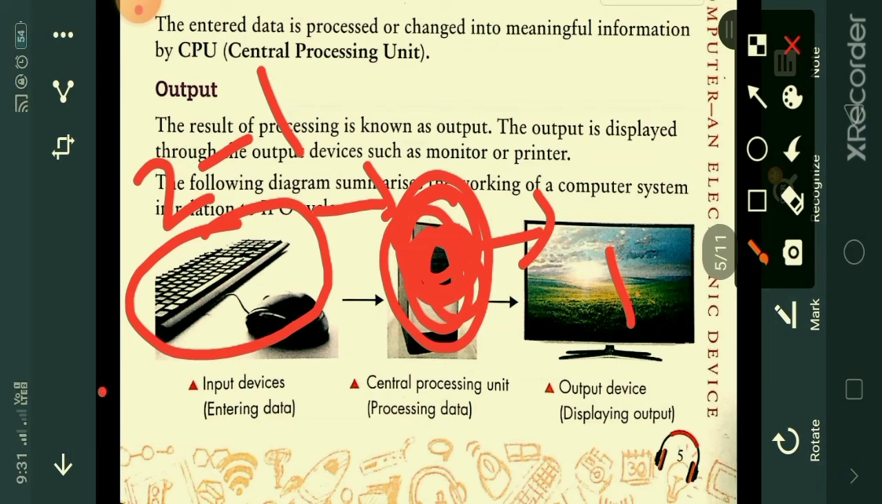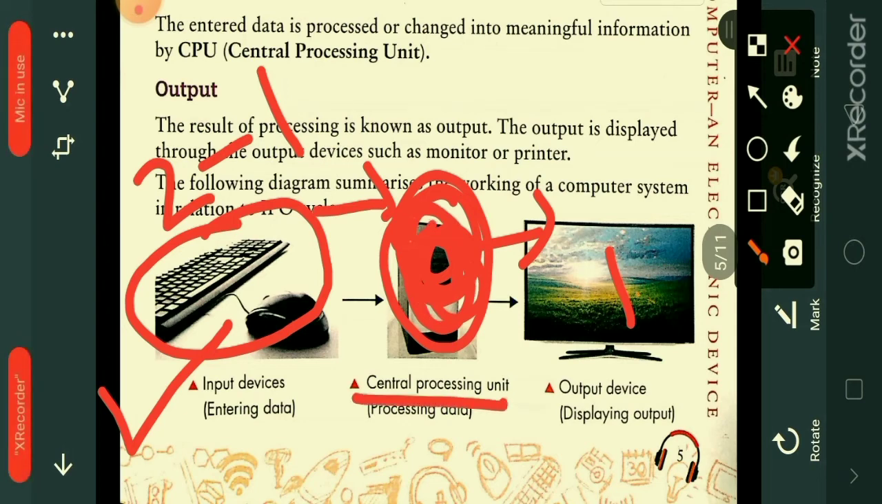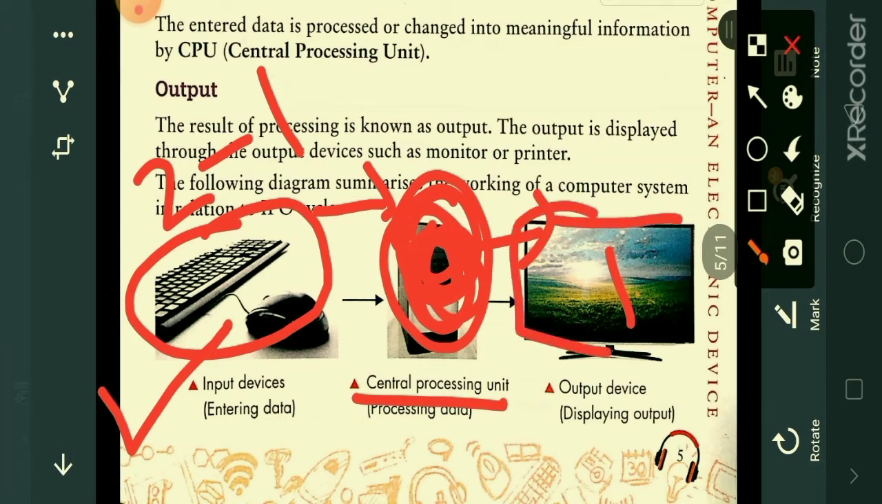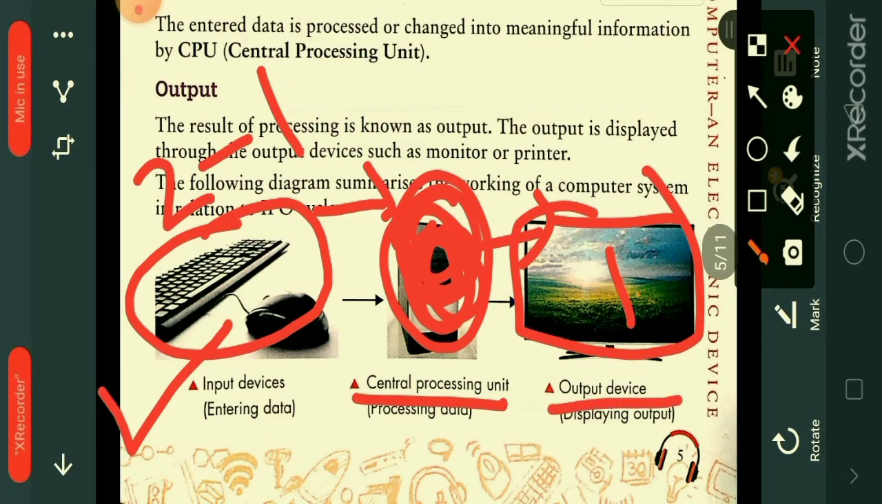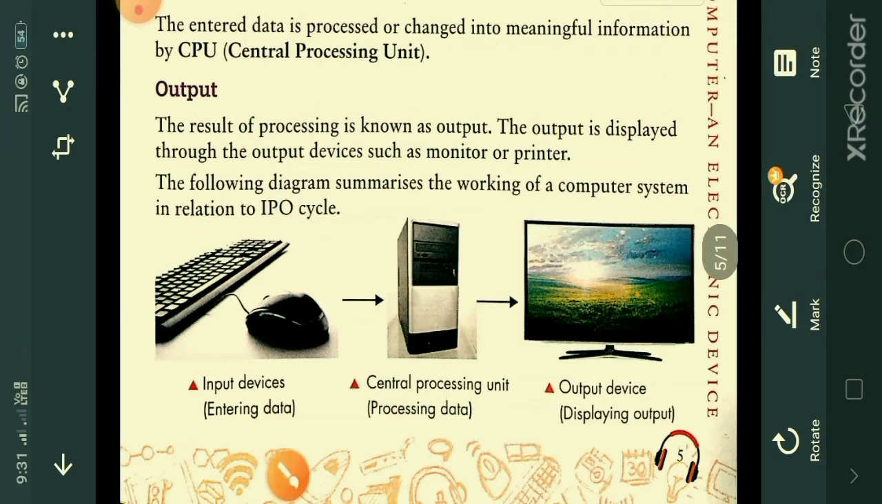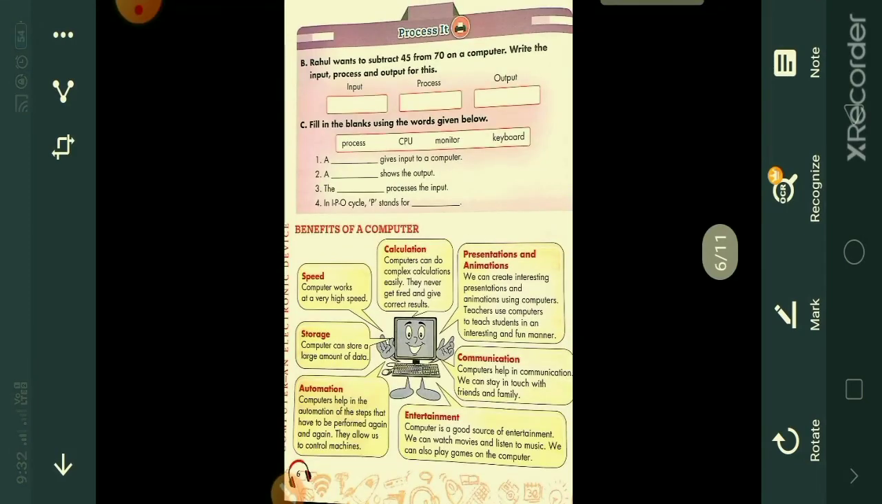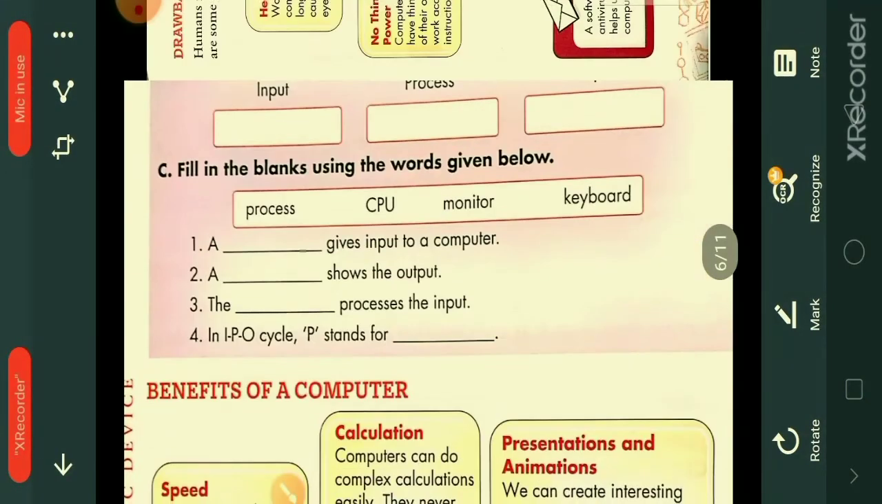IPO means I means input. It accepts the data and instruction with the help of input devices such as keyboard and mouse. Finally, it processes inside the CPU. Once the processing is done, it displays the output on the monitor. Okay, this is all about the IPO cycle, students. The computer follows the IPO cycle to work.